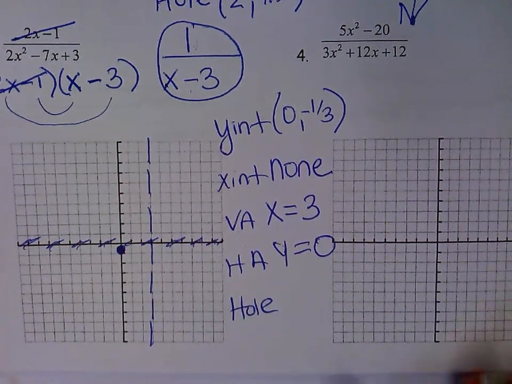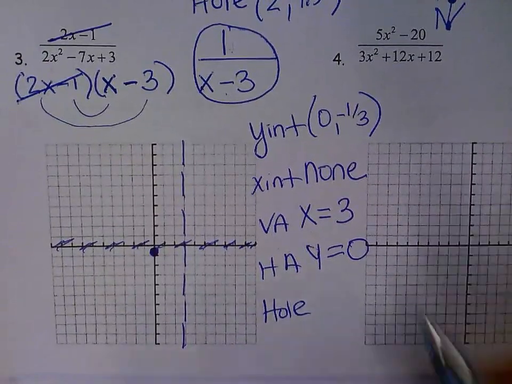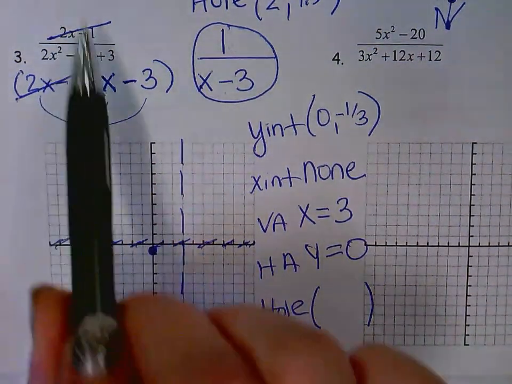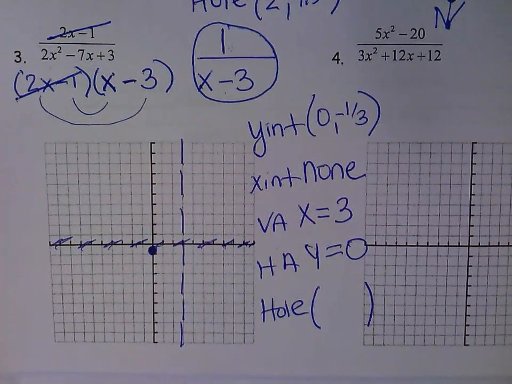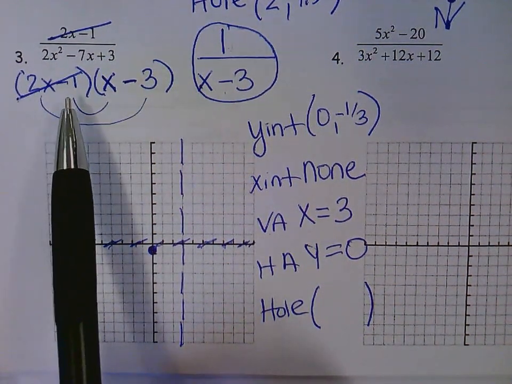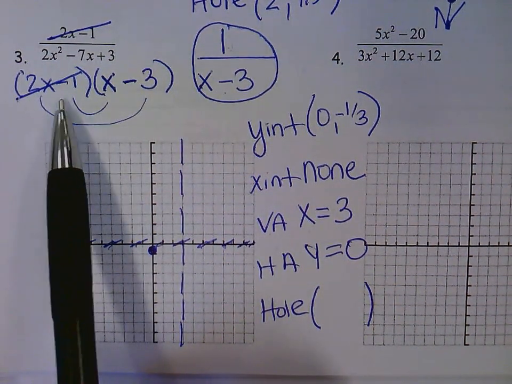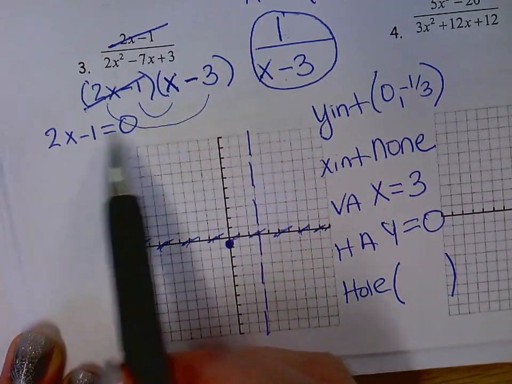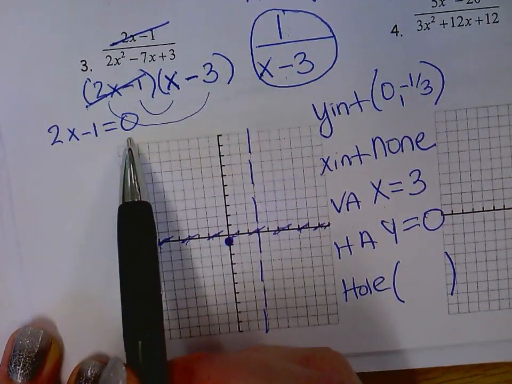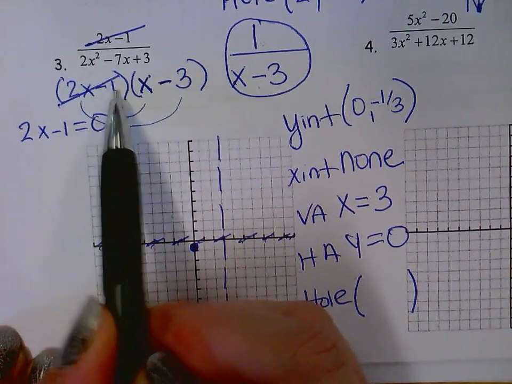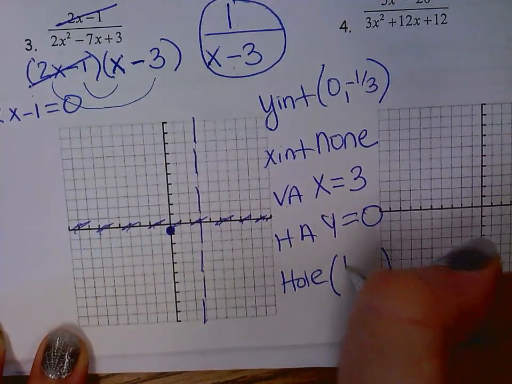Okay, where is my hole going to be? So what x value would have made this canceled out factor undefined? So I've got 2x minus 1, positive 1/2, right? And if you don't know that in your head, 2x minus 1, you set that equal to 0, you add 1 to the other side, and then you divide by 2. But wouldn't you agree that 2 times 1/2 minus 1 would have given me 0 here? So 1/2.